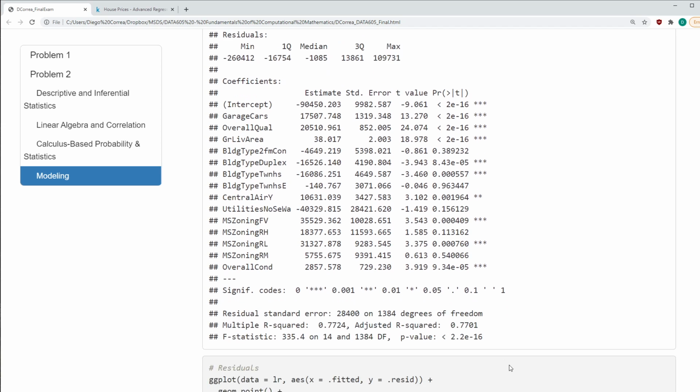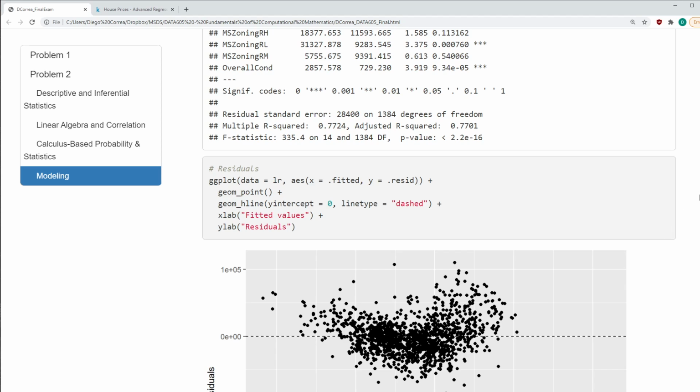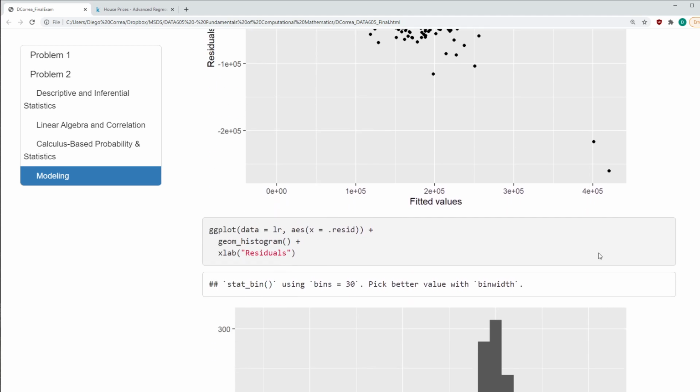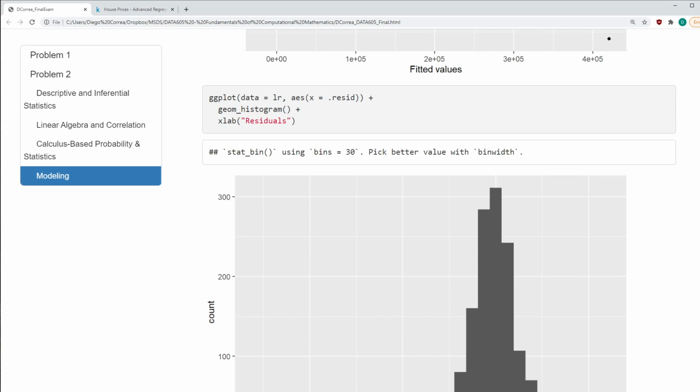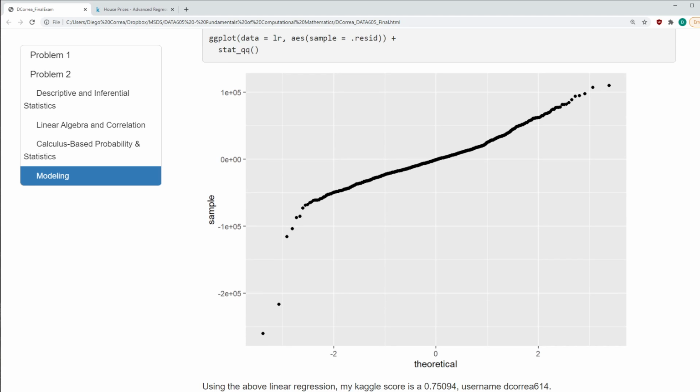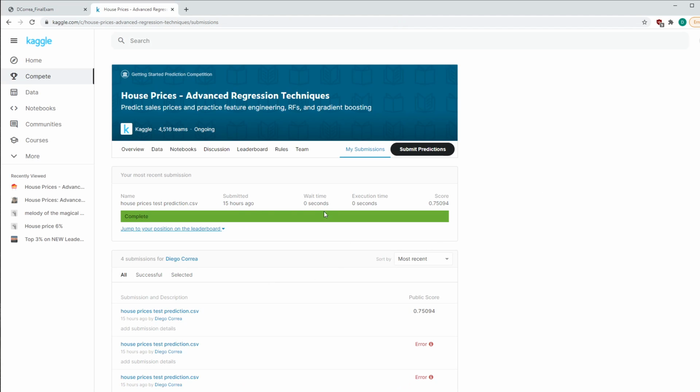And next we look at the residuals. So here we see there is variation towards the extremes. The histogram is normally distributed, except for these outliers over here. And the QQ plot shows, again, there are outliers at the extremes. Using the above linear regression, my Kaggle score is 0.75094. Username Diego Correa 614, and this is my submission and score. Thank you.